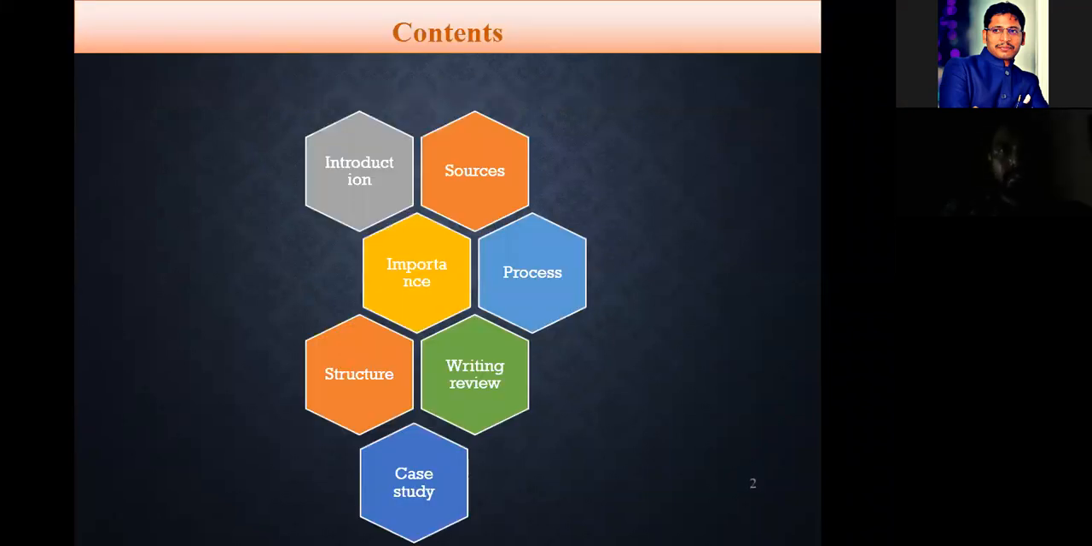So the main contents of the presentation are: it starts with an introduction, what the sources for the literature survey are, and what the importance of a literature survey is, what the process involved in the literature review is, what the structure of a literature review is, and how to write a review article. And I have some case studies which can clearly explain what kind of literature survey is involved in our research article, when writing a research paper, or in a thesis work.